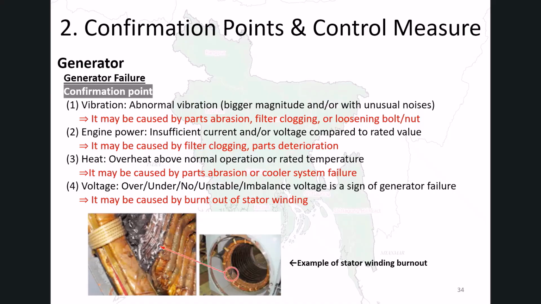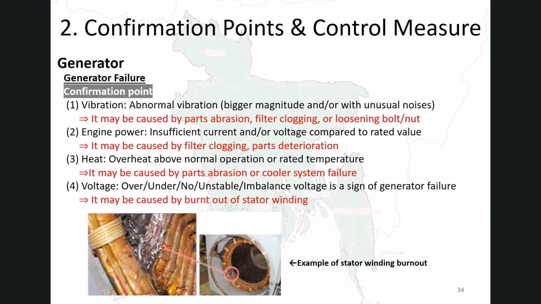Second, engine power. If the generator current or voltage is lower than the rated value, this may indicate filter clogging or deterioration of internal components. Insufficient engine power can lead to unstable operation and failure of connected equipment. Therefore, electrical output should be checked regularly.